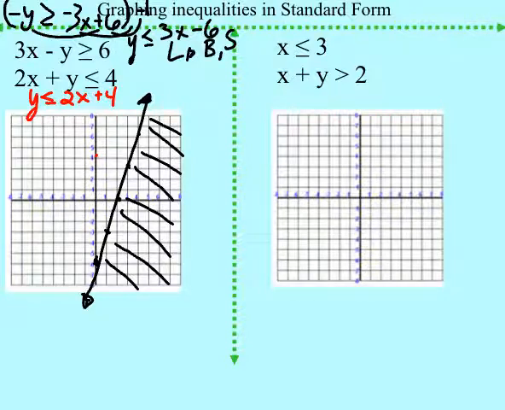Alright, 2x is 4. Am I doing this right? Negative 2x. Fix my little line here. So let's go back. 4, negative 2x. And it's a solid line. And it is below as well. So I'm going to go below as well. That would mean it's down here.